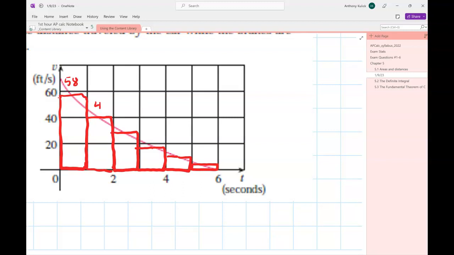This one looks about dead on at 40 though. What's that at? Looks like that's probably just about 30. Looks like halfway in between 20 and 40 to me. That one is, I don't know, maybe call that 18. That one I'll call 10. And that one looks like about half a 10. I'll call that 5.